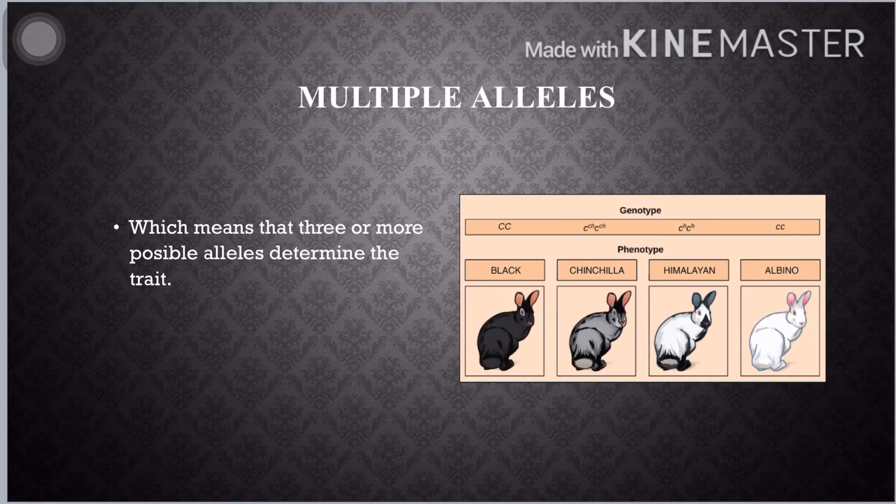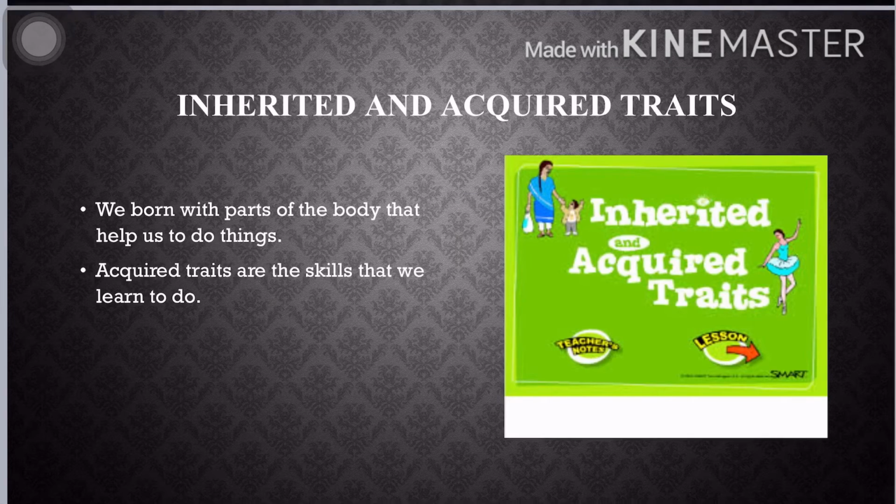Inheritance and acquired traits. The inherited traits, as we know, are the traits that we are born with. We are born with the parts of the body that help us to do things. Like we are born with the tongue, and in our hands we have the fingers, and that helps us a lot to do a lot of things. But the acquired traits are the skills that we learn to do. Like we learn how to use our fingers, like we learn to use a pencil.